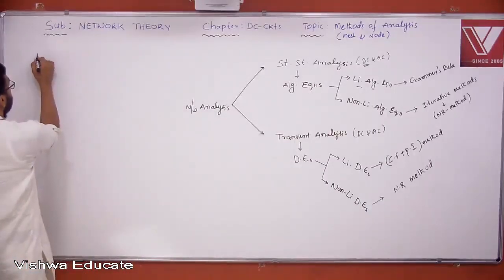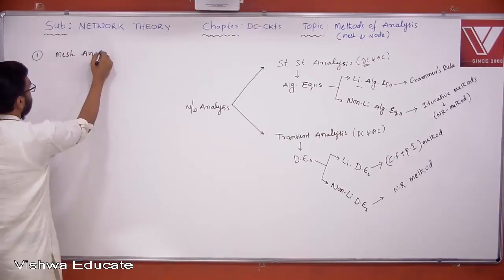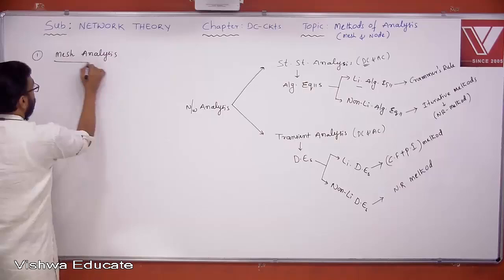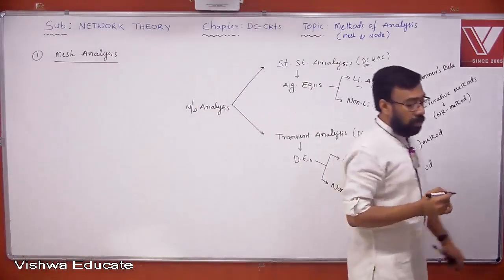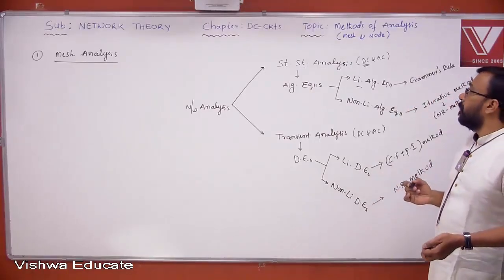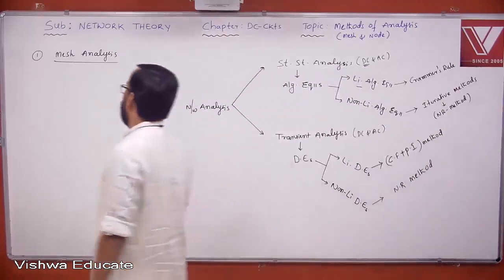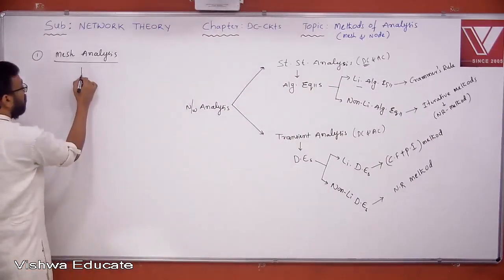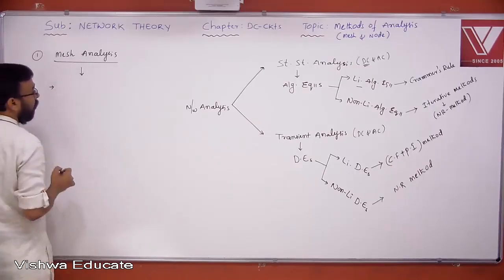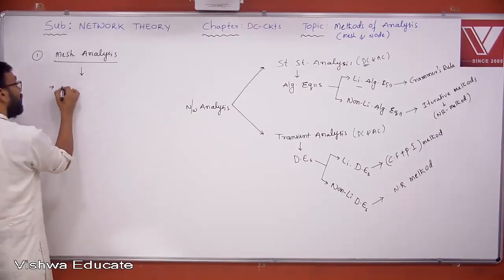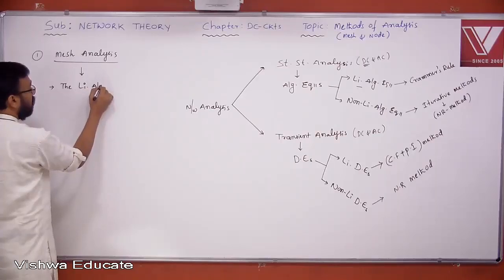Now the first method, what is this? Mesh analysis. Put the heading, mesh analysis. The first method, mesh analysis. Write down the points here. Whenever you see mesh analysis, these 2 points must be printed in your mind. The first point is the linear algebraic equations.